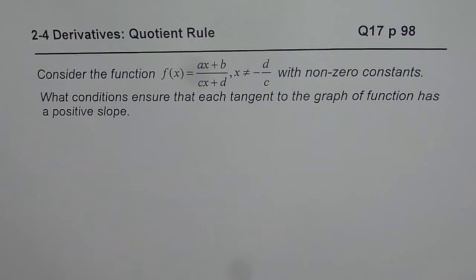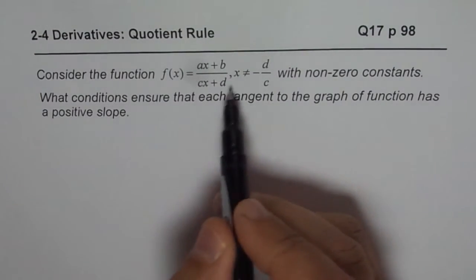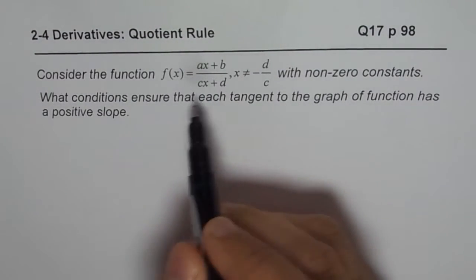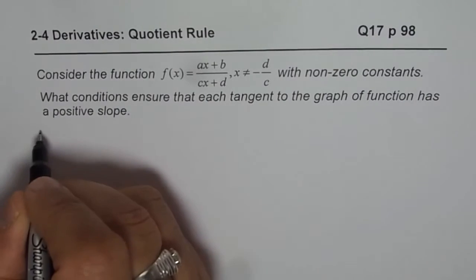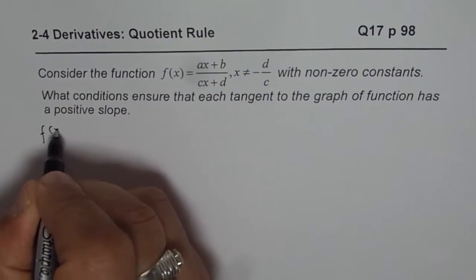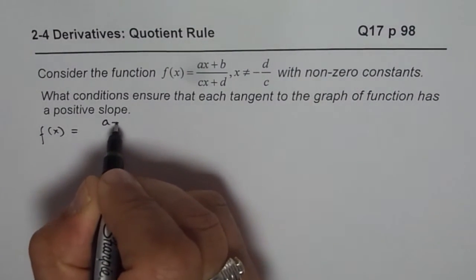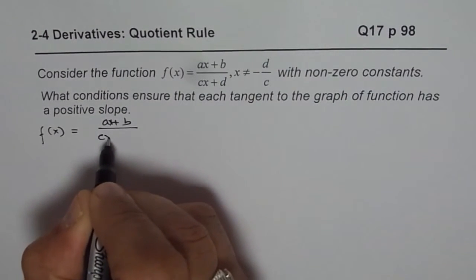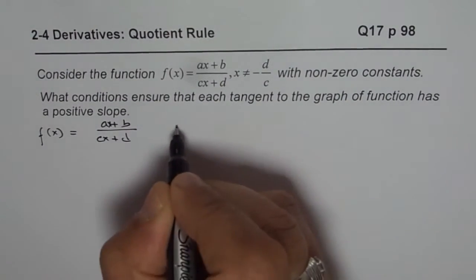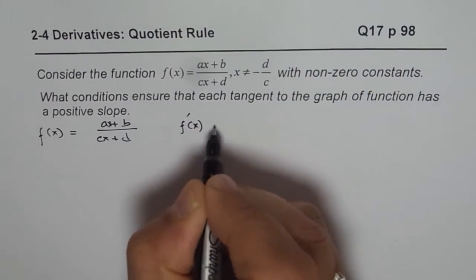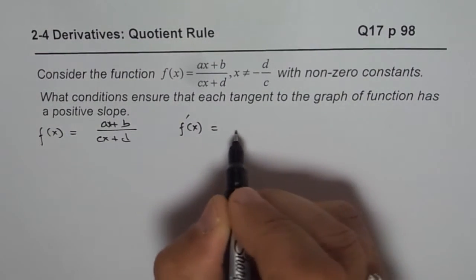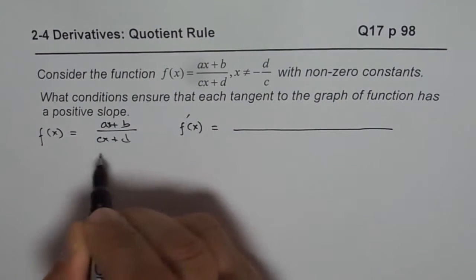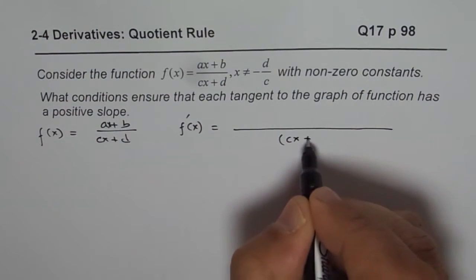So we need to ensure that f dash x is always positive and find how a, b, c, d are related, right? So let's find out what is f dash x. We know f of x is equal to (ax + b) over (cx + d). So f dash x will be equal to, we'll apply the quotient rule, denominator square, which is (cx + d) whole square.